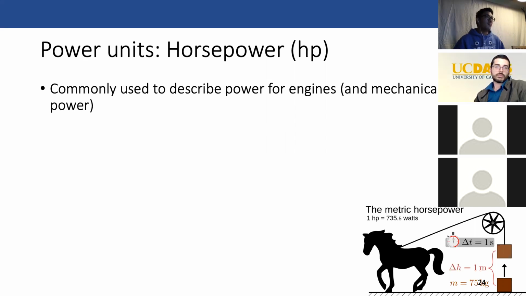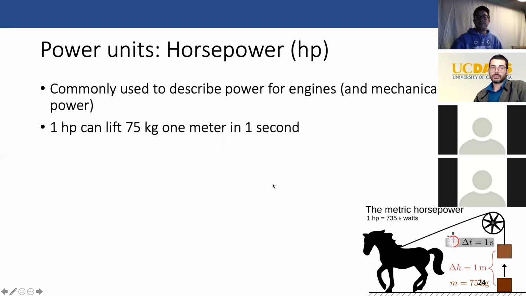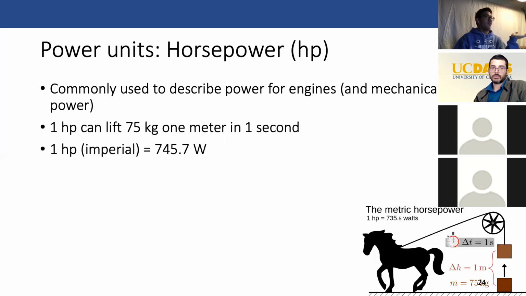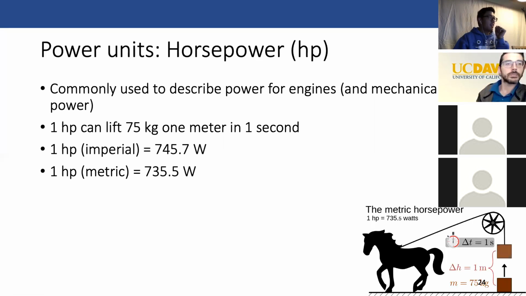I'm sure a lot of you are familiar with this. It's commonly used to describe engines. A single horsepower is able to lift 75 kilograms, 1 meter in 1 second. It can be a little bit confusing because a horsepower can mean different things. Imperial horsepower is about 745 watts, whereas a metric horsepower is about 735 watts.